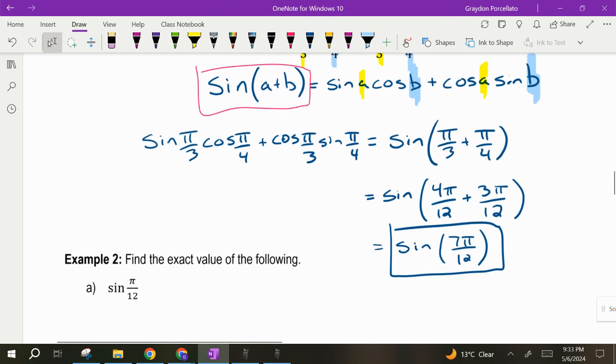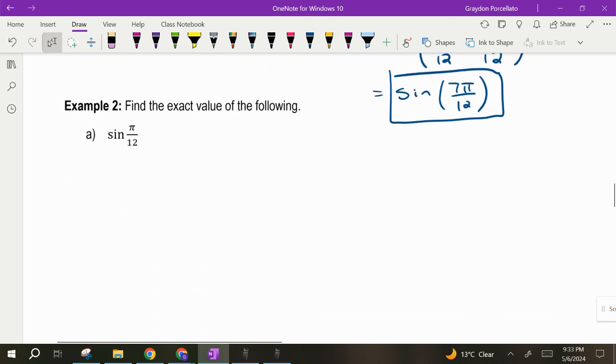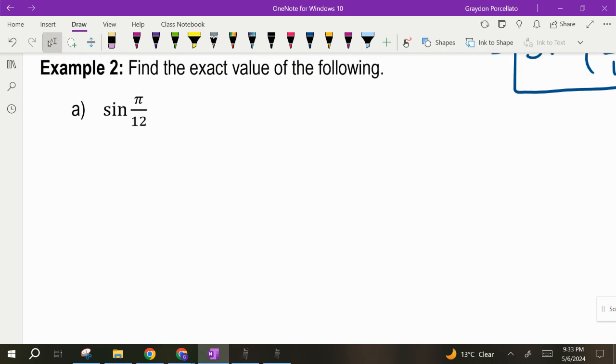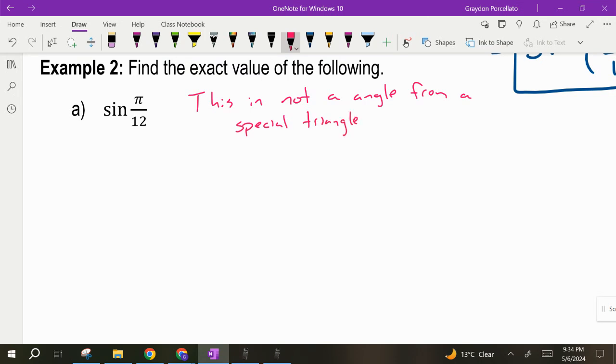Now the question becomes, how about we try and go in the other direction? If I'm given something like sine of pi over 12, and I want to find the exact value of that, what we notice right away is that this is not an angle from a special triangle. So we can't really determine the exact value of this.